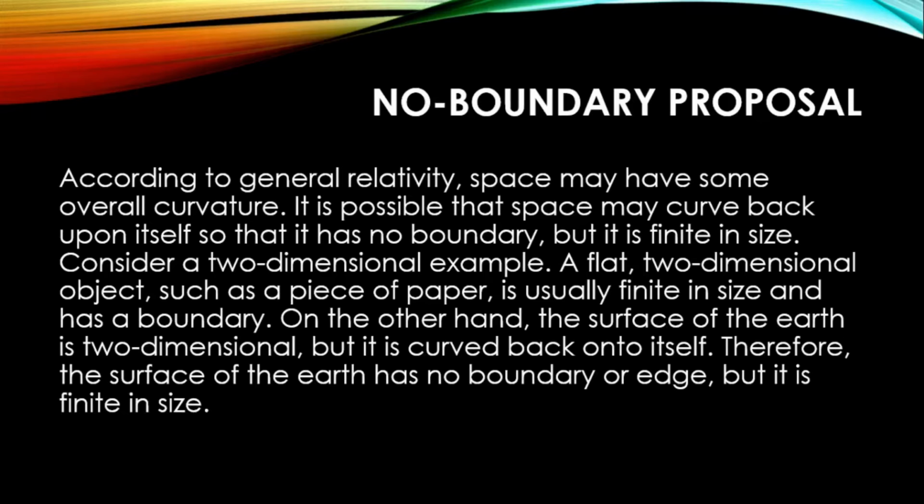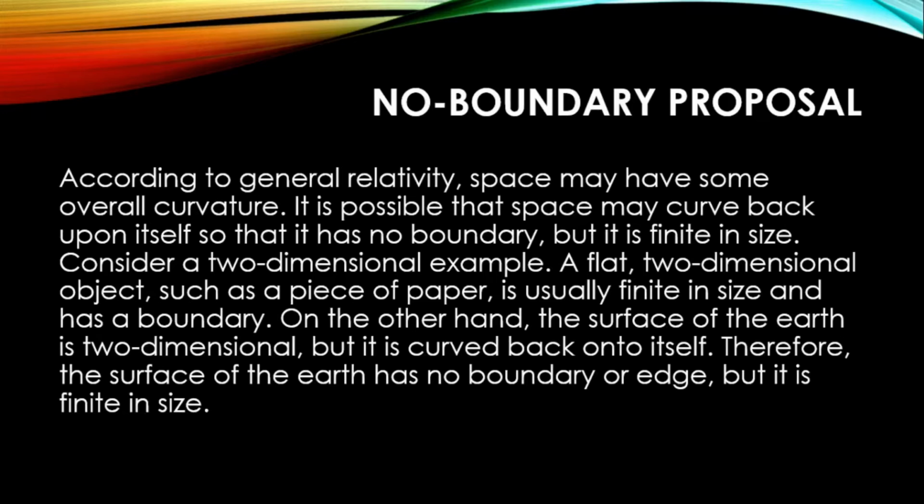So if we consider a two-dimensional example, a flat two-dimensional object such as a piece of paper is usually finite in size. So you can measure the width and the length of a two-dimensional piece of paper. So it has a boundary. On the other hand, the surface of the earth is two-dimensional, but it is curved back onto itself. Therefore, the surface of the earth has no boundary or edge, but it is finite in size.